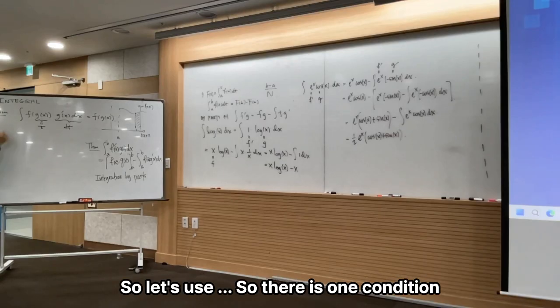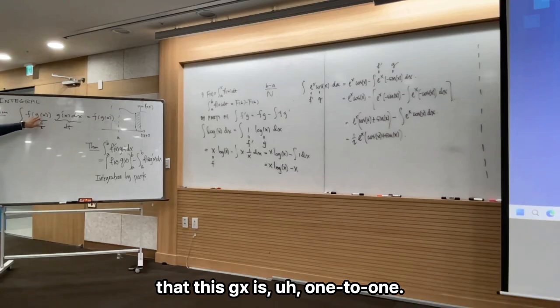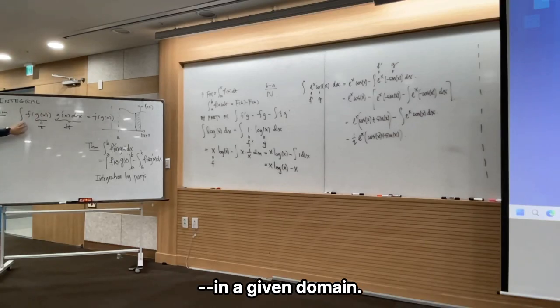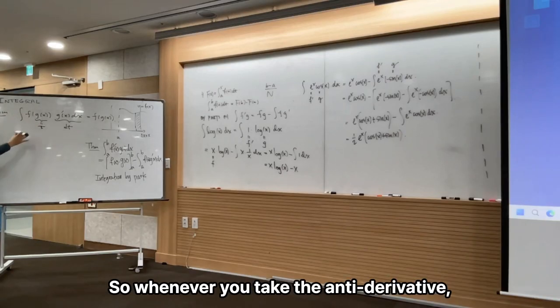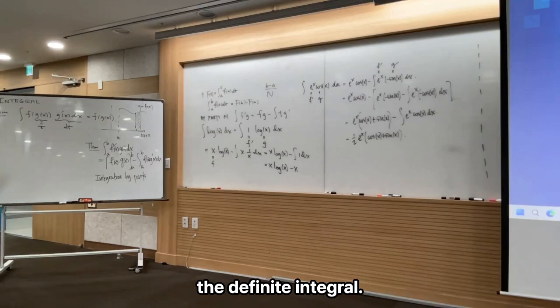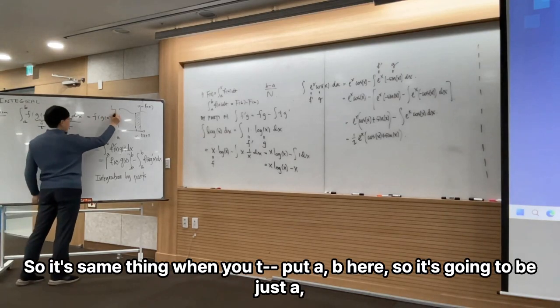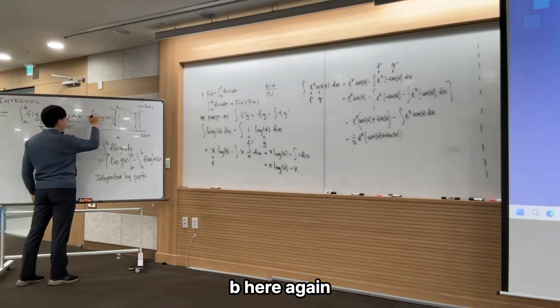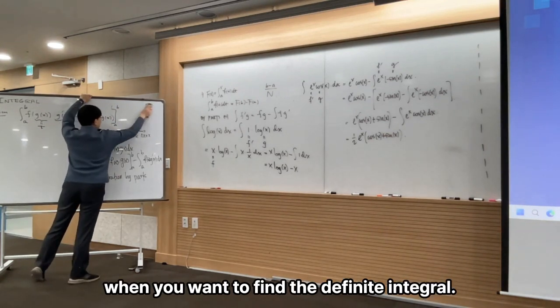So there is one condition when you use this integration by substitution: that this g(x) is one-to-one in a given domain. So if it's not one-to-one, you have to be careful when you do this. Whenever you take the antiderivative, it's just for computing the definite integral. So it's the same thing when you put a and b here. It's going to be just a and b here again when you want to find the definite integral.